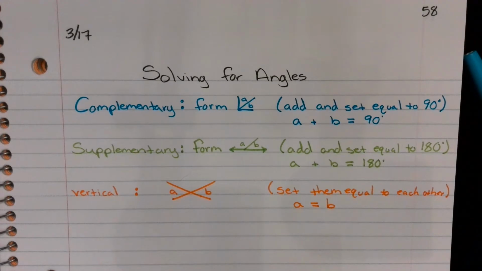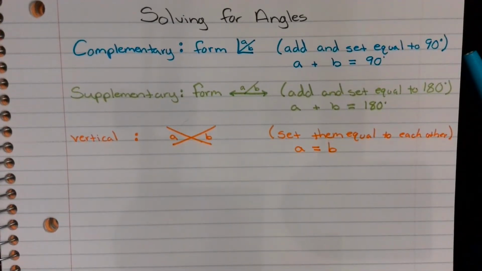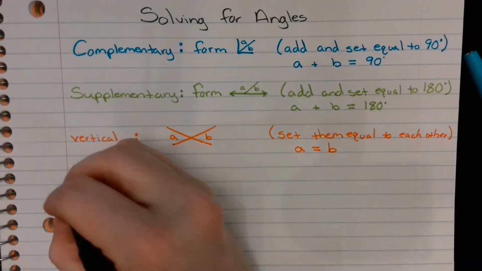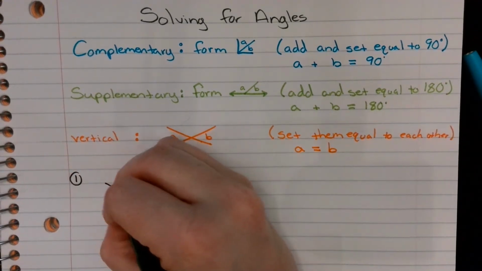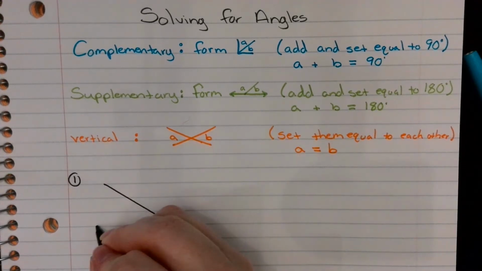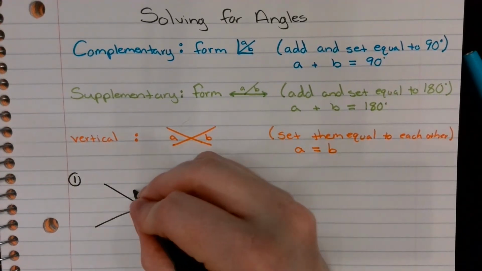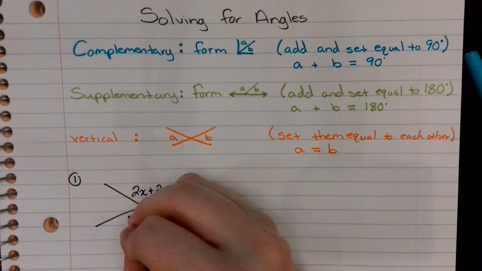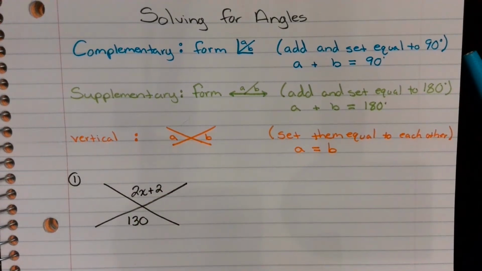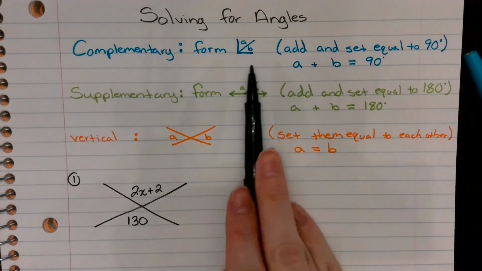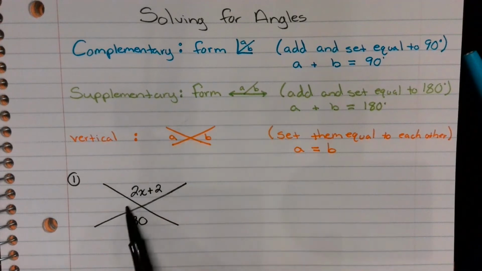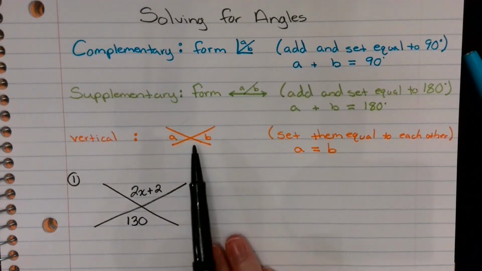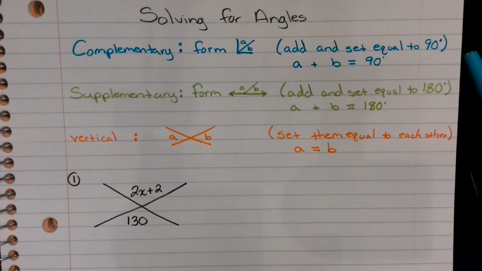Okay, so let's go ahead and take a look at a couple of little examples for solving some of these angles. If I have the following diagram set up, maybe this is 2x plus 2 up here, and this is 130. Right off the bat, I want to look at the formation that I see. This is not an L shape. This is not a straight line. This is an intersection of two lines. So it's forming vertical angle pairs here.